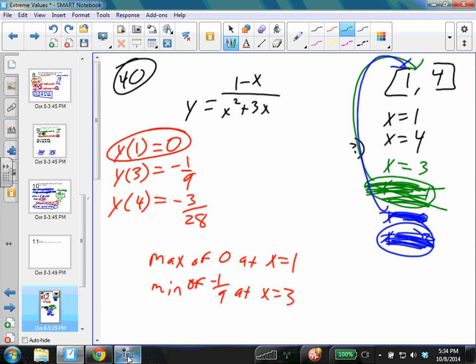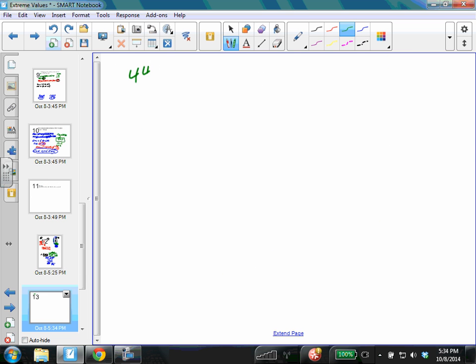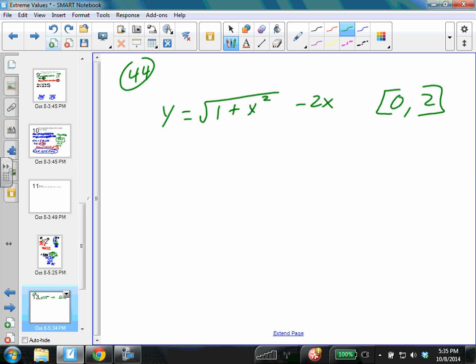And now I'm going to go on to 44. Number 44 says this. It says y equals the square root of 1 plus x squared minus 2x. And we're going from 0 to 2. Okay, well, we know to check 0, and we know to check 2. So we need to take the derivative. So y prime will be 1/2, 1 plus x squared to the -1/2 power, times 2x minus 2.